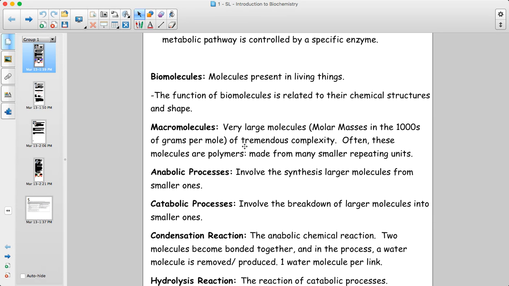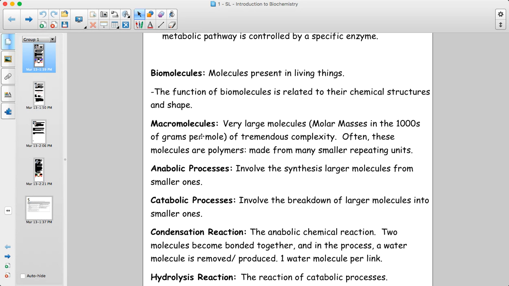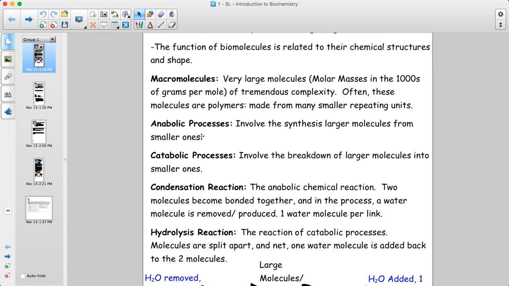Macromolecules is a term that we use to describe really, really large molecules. In the biochemistry topic, we're talking about things like proteins and nucleic acids like DNA and RNA, polysaccharides, things that have molar masses in the thousands of grams per mole. These are gigantic molecules, of tremendous complexity, and often they are polymers, meaning that they are made from many repeating units. Even though they're giant, it's going to be possible for us to look at them in sections or to consider them at different levels of their structure, which will simplify the process.